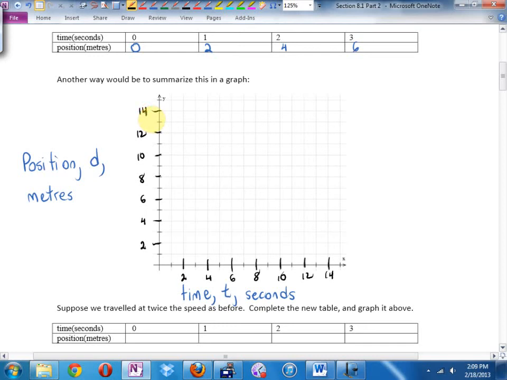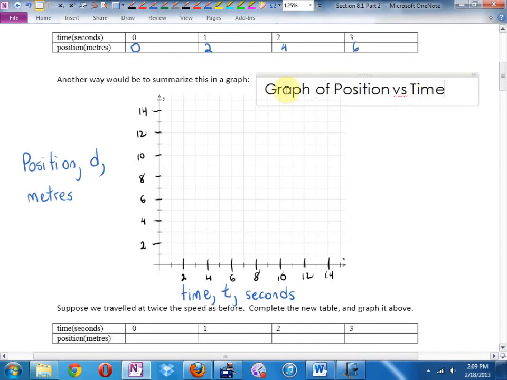So we've labeled the axes, we put a scale. The last thing this graph needs is a title. Don't get fancy. How about graph of position versus time? There's my title.